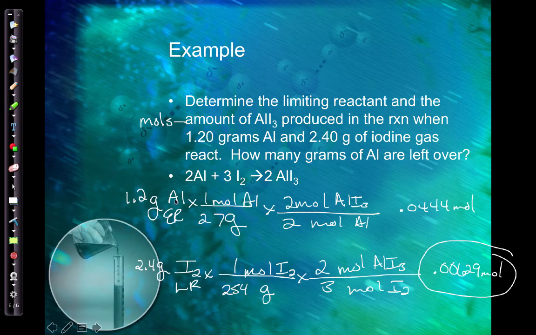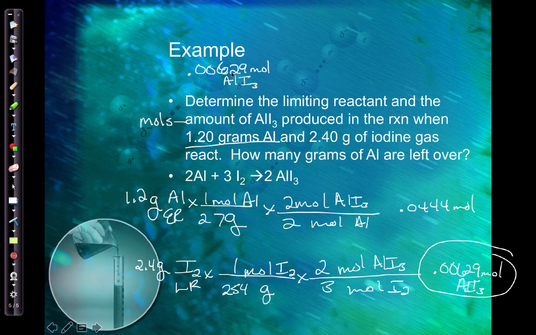Now I want to know how many grams of aluminum are left over. Well, I know how much I started off with. I had 1.2 grams. So if I want to know what's left, I need to know how much aluminum was actually used. Well, I know how much product should have been formed. So if I know how much aluminum was used to make this amount, then I can figure out how much aluminum was used. So when you're doing this type of problem and you're trying to find the amount of excess reagent left over, you're going to start with your answer. So this is the amount of product that I should have created.